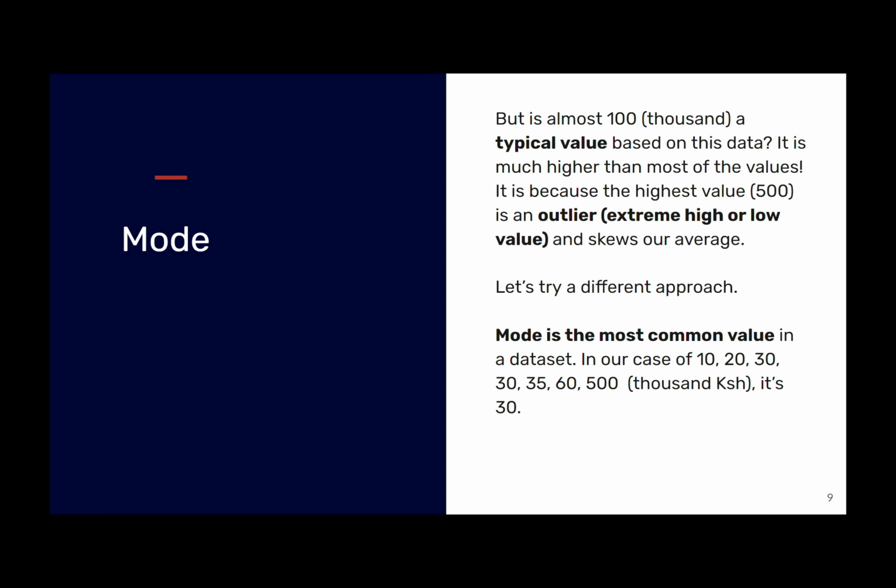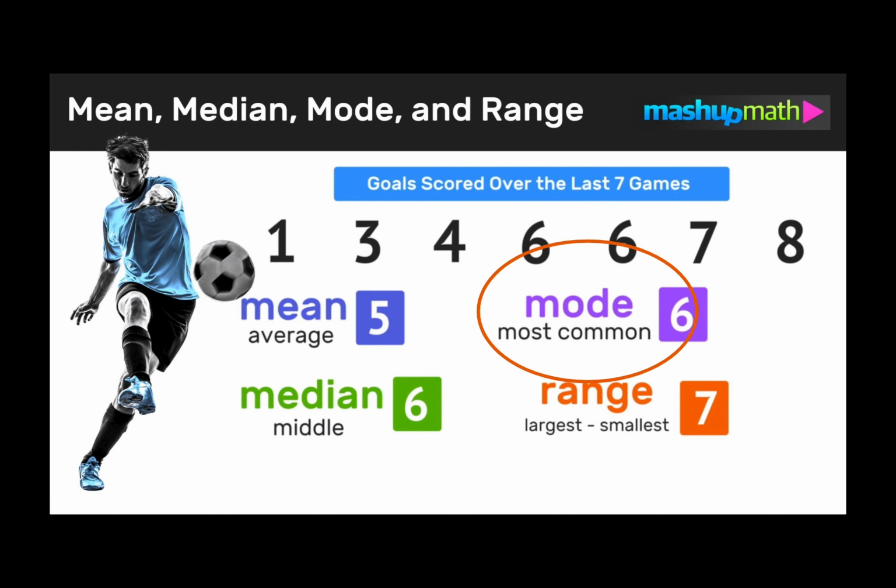Mode is the most common value in a dataset. In our case of 10, 20, 30, 30, 35, 60, and 500,000, it is 30 that is the most common value. It represents the typical value much better, doesn't it? Again, looking at the goals that we saw over the last 7 games, we had 1, 3, 4, 6, 6, 7, and 8. When you look at this, what do you think is the mode? Definitely 6 is the most common score over the last 7 games.